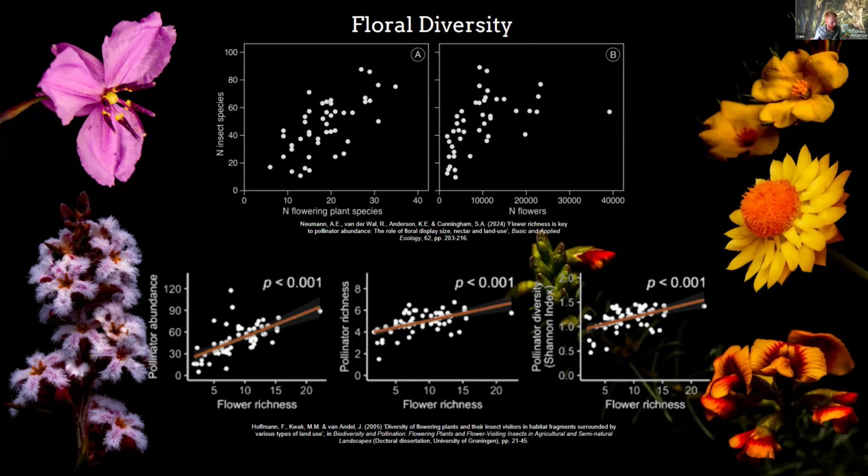This is another study from 2005 that shows a very similar trend. Basically, the abundance of pollinators and the richness of pollinators, and therefore the diversity of pollinators, goes up significantly in line with the richness of flowering species in a given area.